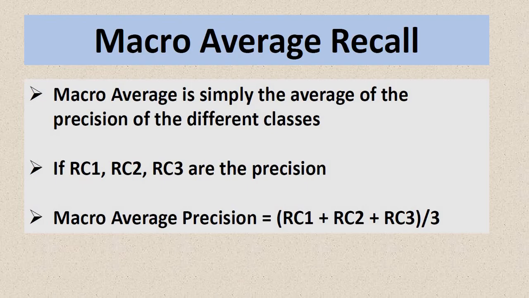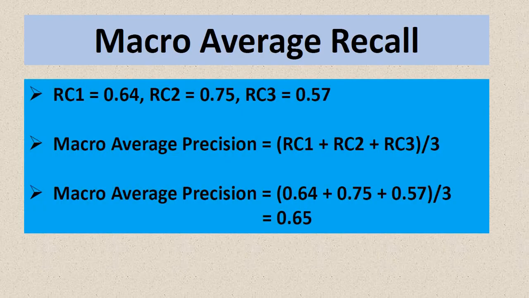Now what is the macro average recall? This is nothing but a simple average of the recalls of the three classes, the same way we calculated the precision. In case of precision, we added precision 1 plus precision 2 plus precision 3 divided by 3. Here in case of recall, it will be recall for class A plus recall for class B plus recall for class C, divided by 3. We will add the recall of class A, B and C, which is 0.64 plus 0.75 plus 0.57, divided by 3, and we'll get 0.65.